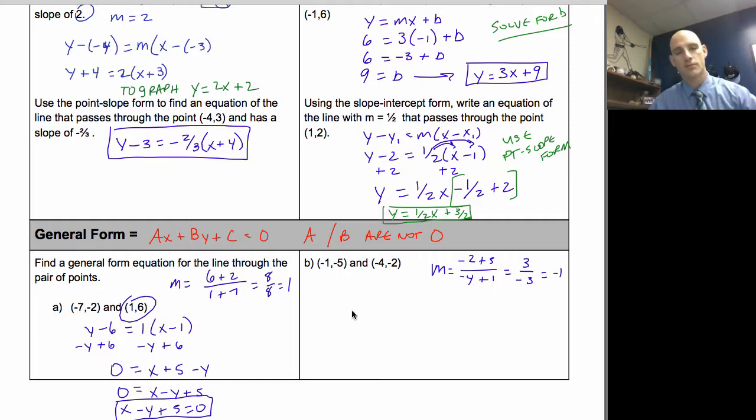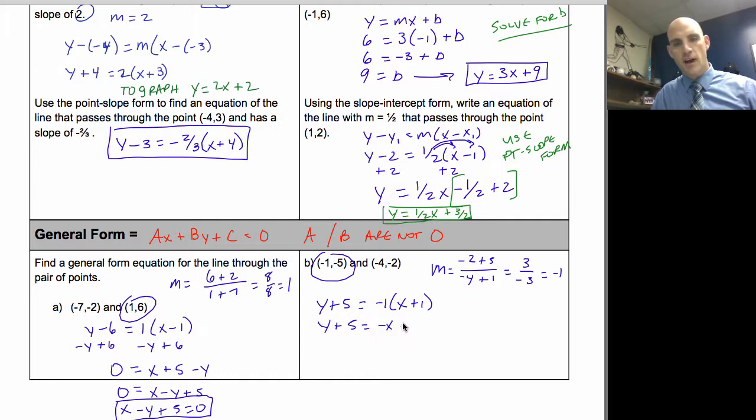I'm going to point slope form. Here we go. I'm going to use this point. So I've got y plus 5 equals negative 1 times x plus 1. Y plus 5 equals negative x minus 1. Solve it all for 0. So I'm going to move everything over here, plus x plus 1. So I've got x plus y plus 6 equals 0. Okay, general form, done. There it is right there.